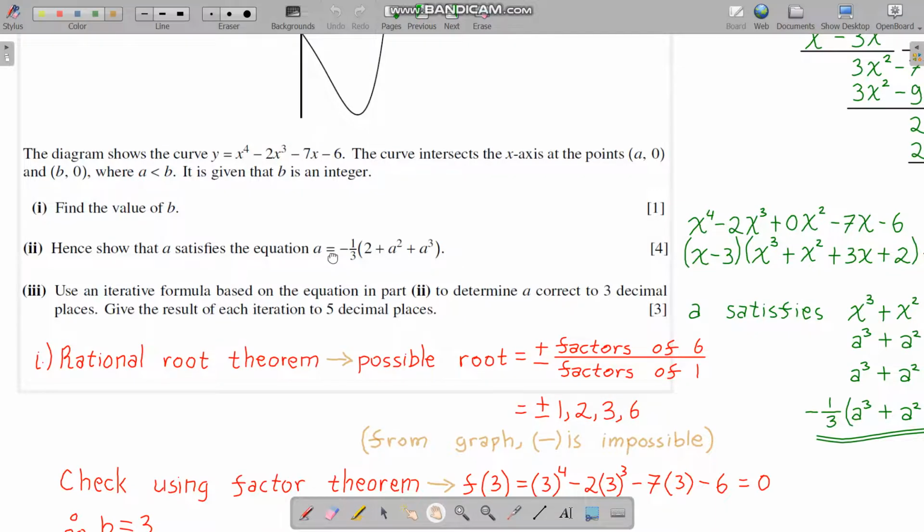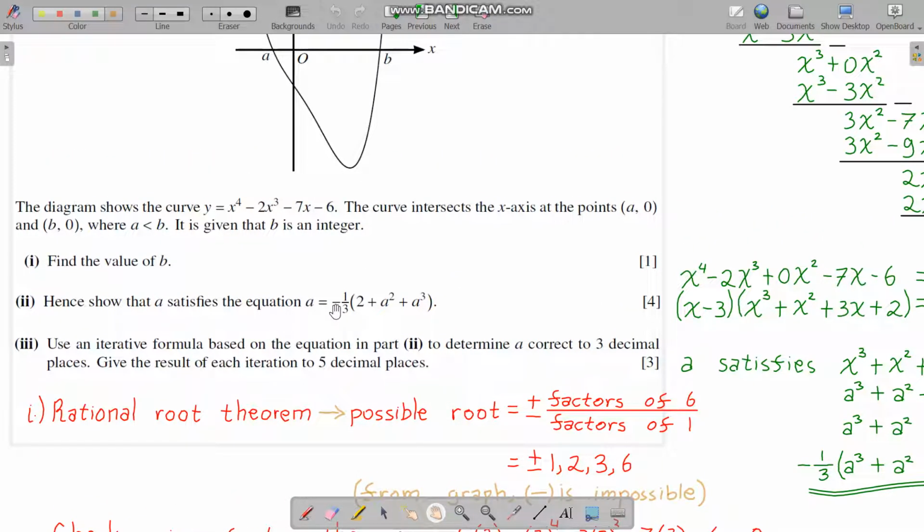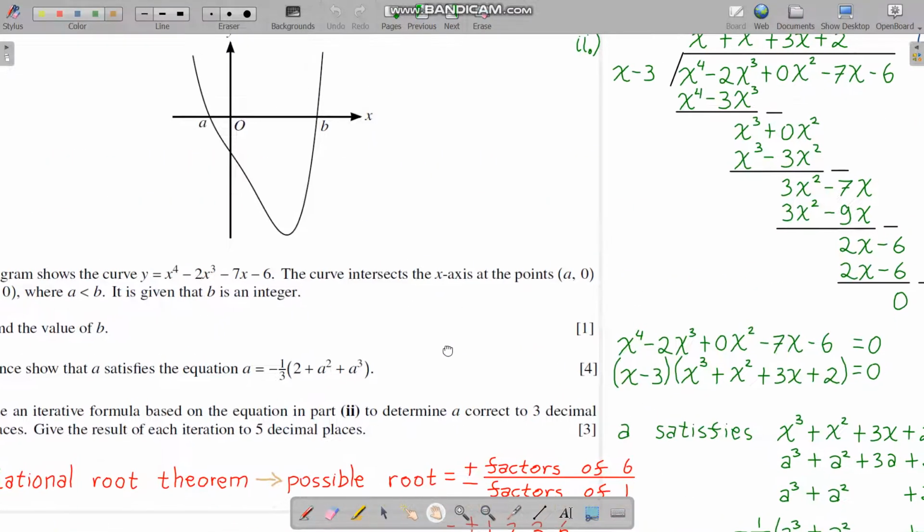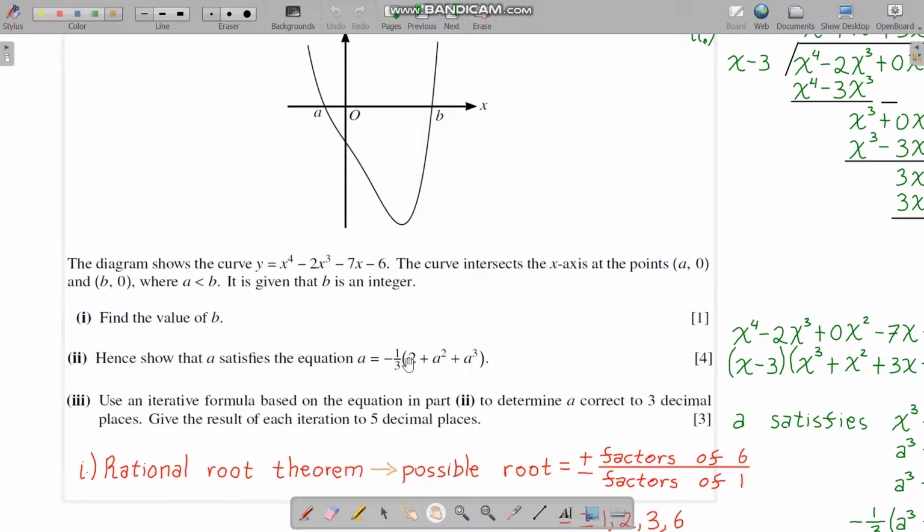Part II, hence show that A satisfies the equation. Okay, so you can always just multiply both sides by -3 and rearrange, and you see you get something in A to the power of 3.